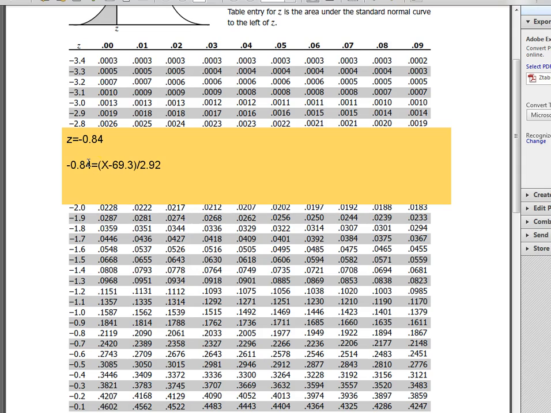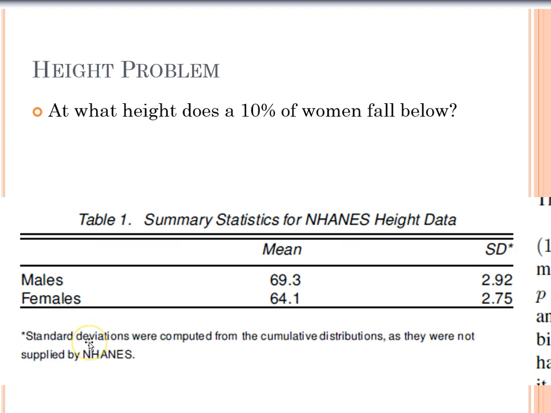And now all we need to do is solve for x to find the height that's associated with that z-score. So when we solve this for x, you can see that we find the height to be 66.85 inches. So at a height of 66.85 inches or below, we find 20% of the men. So what this means is if you're a man that's 5'6", you're going to fall in the lowest 20% of men in terms of height. So let's try another problem.